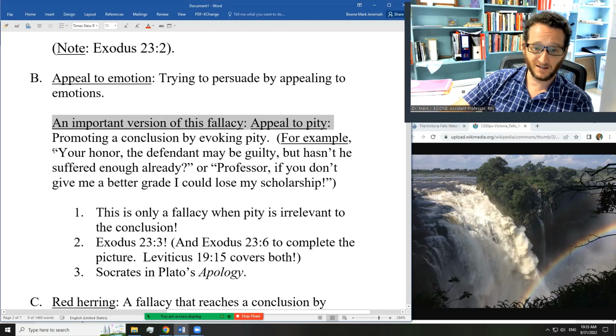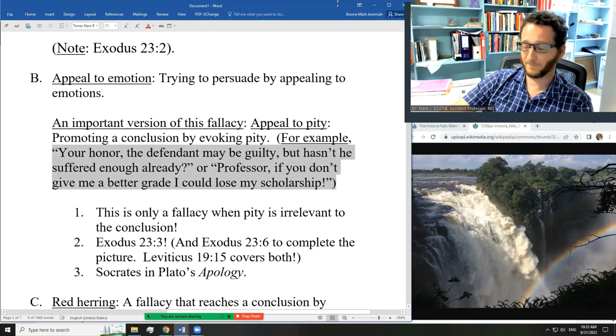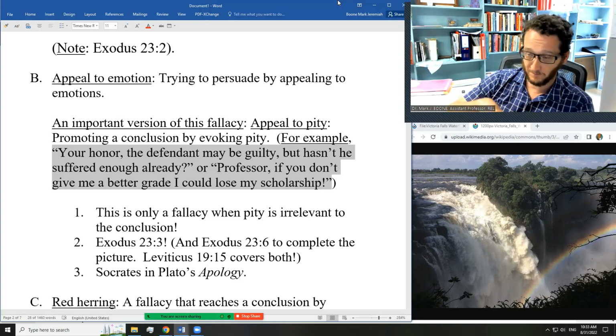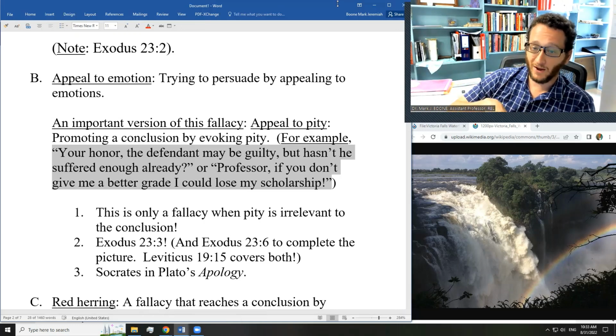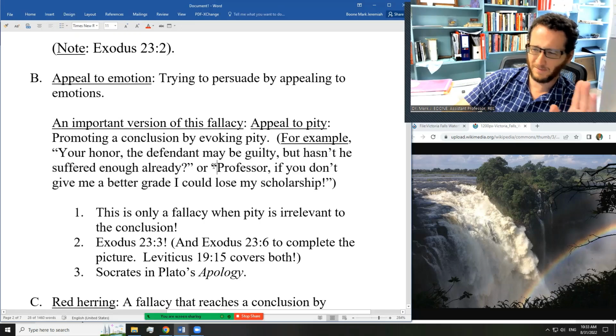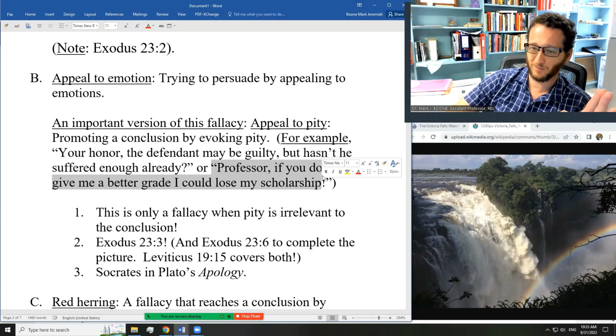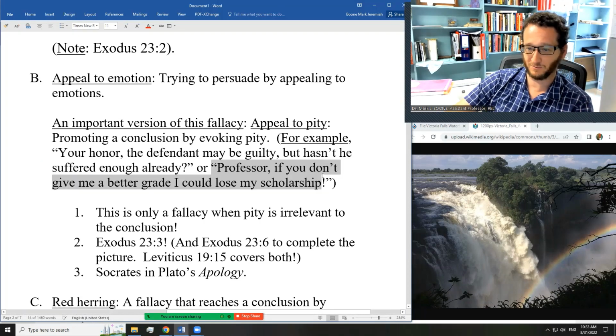The classic example of this is the murderer who says in court, the person who killed his parents who says in court, please have mercy on me because I'm an orphan. Now, I've heard this one before, or maybe not this one specifically, but I've heard similar things before. Professor, please give me a better grade so I don't lose my scholarship. Or, Your Honor, the defendant may be guilty, but hasn't he suffered enough already?